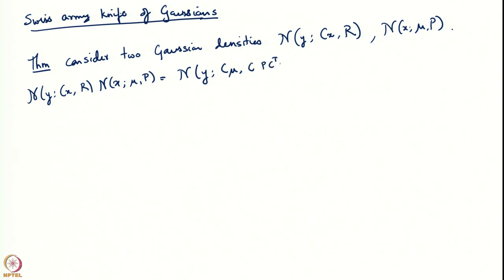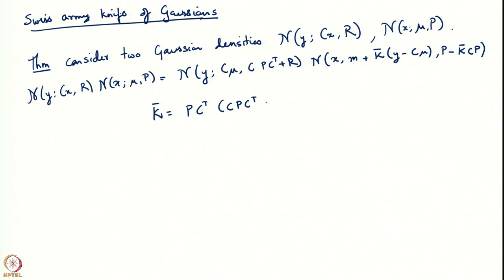covariance C P C transpose plus R, times N of x with the mean m, which is mu plus K bar times (y minus C mu), and a covariance P minus K bar C P. I will explain what m and K bar are. K bar here is P C transpose times (C P C transpose plus R) the whole inverse. m is mu plus K bar times (y minus C mu).